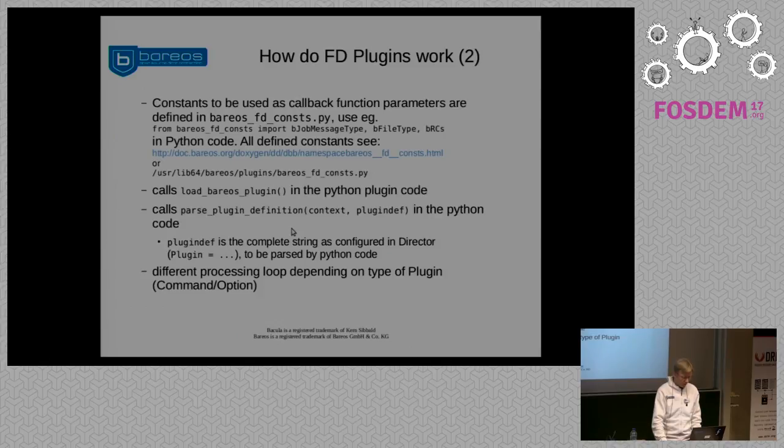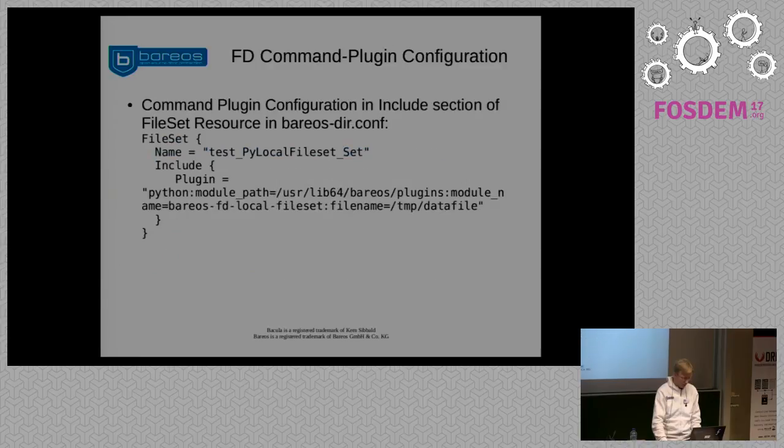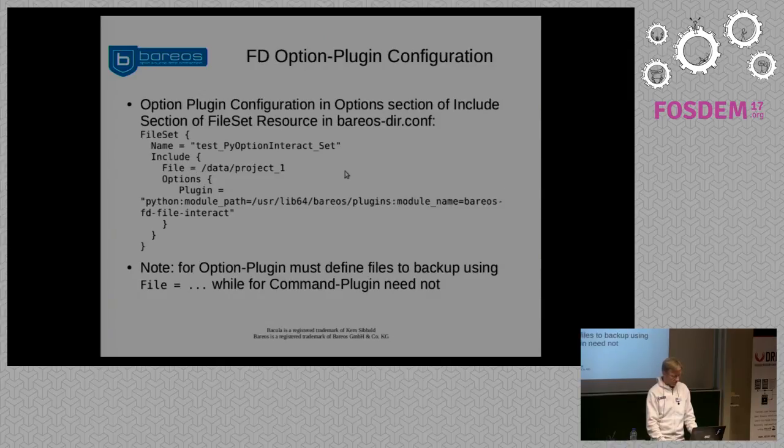Then the backup starts, and the difference between command and option plugins is that there is a different processing loop that we come to in the next slides. This is an example for a command plugin configuration. The plugin string is defined in the include section of the file set. And compared to that, in the option plugin definition, the plugin string is defined in the options section of the file set.